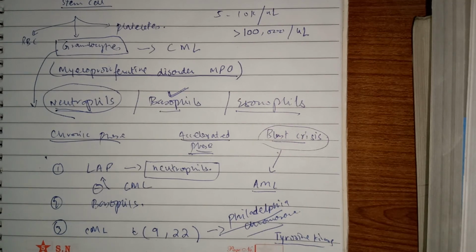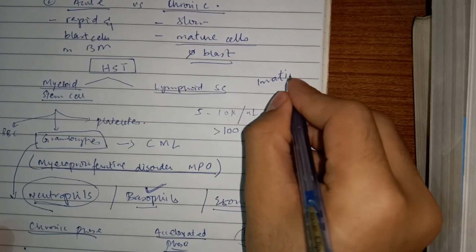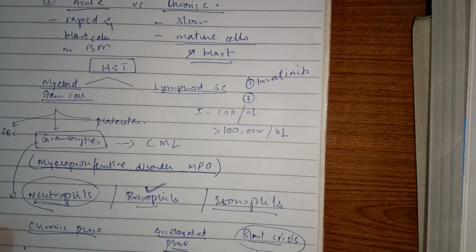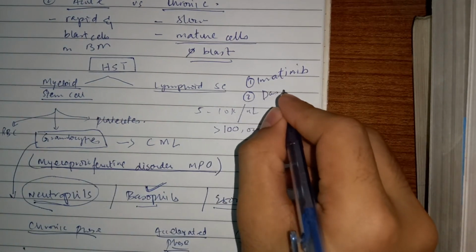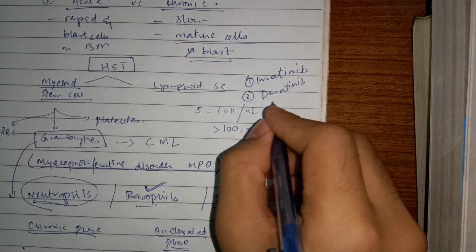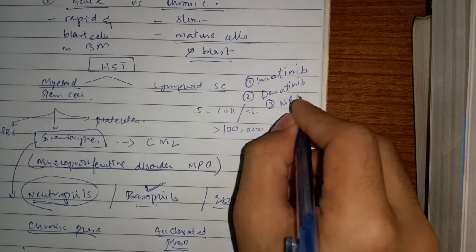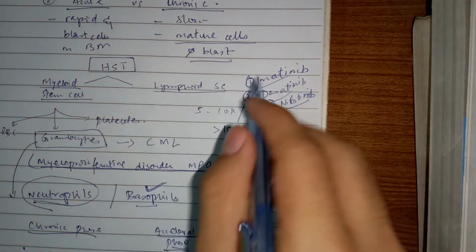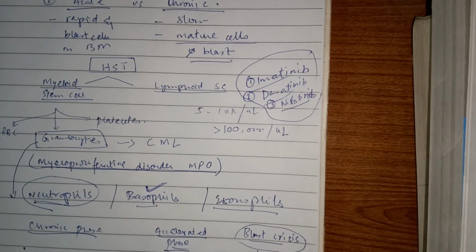So the treatment is usually to give a tyrosine kinase inhibitor, that is imatinib. This is a tyrosine kinase inhibitor. Number one is imatinib, the second one is dasatinib, and the third one is nilotinib. So these are basically our tyrosine kinase inhibitors. This is what we give to the patients who have this translocation.